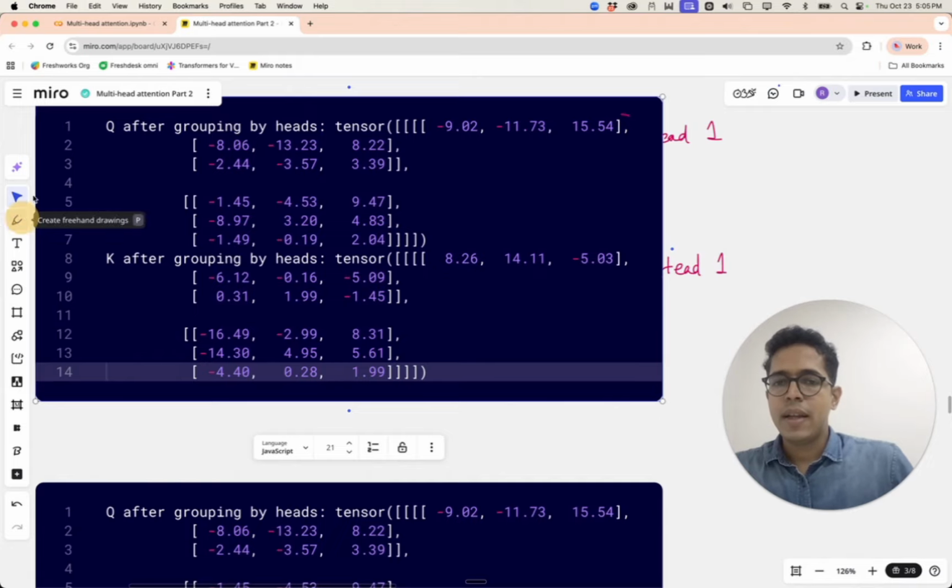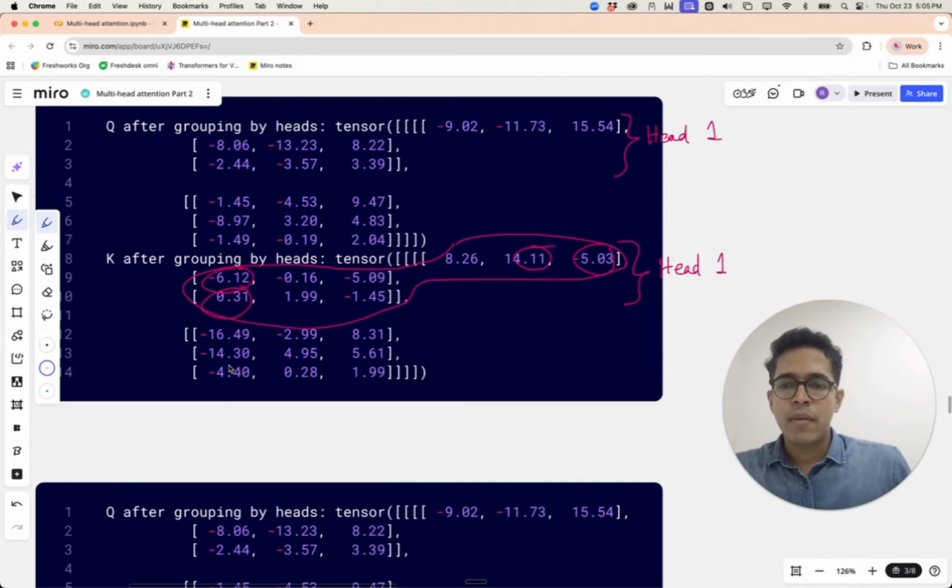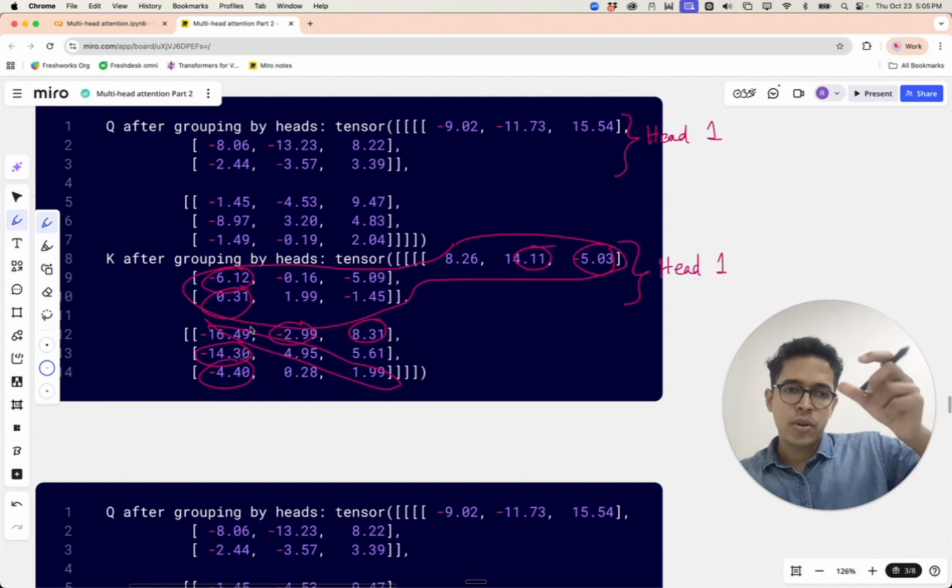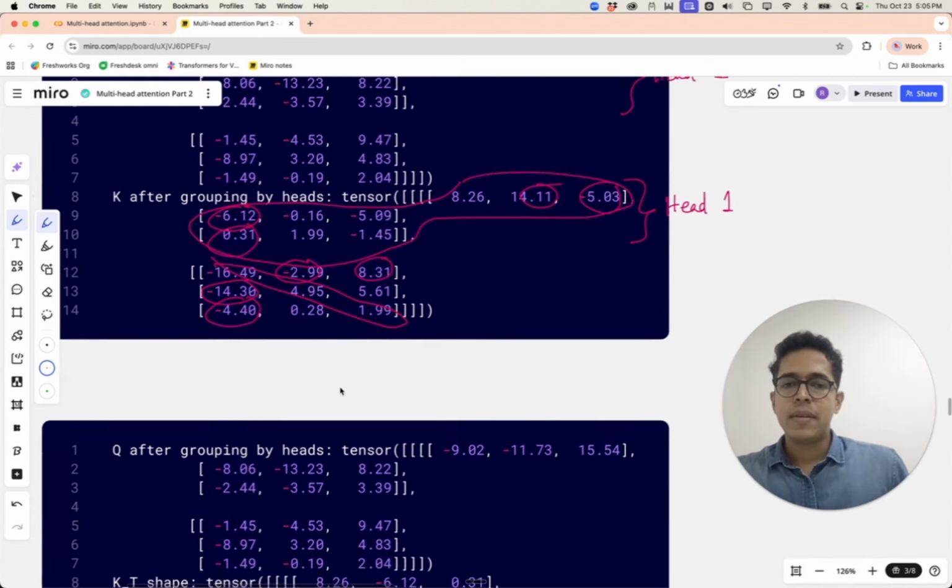Yeah, and similarly, in key, you have 1 more attention head, 2 attention heads. So this minus 14.3 should go here. This minus 4.40 should go here. This diagonal should not change. Sorry, these 3 should not change. These diagonal elements should remain as such, but the remaining should get swapped. Now let's see whether that is what is happening.